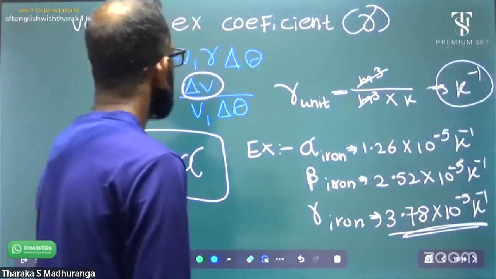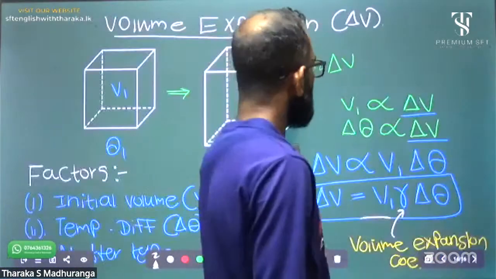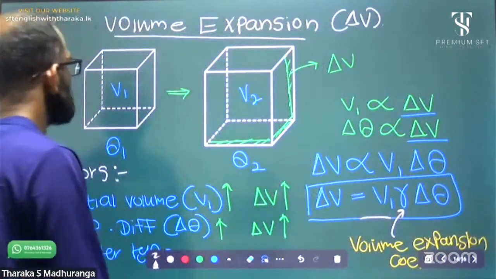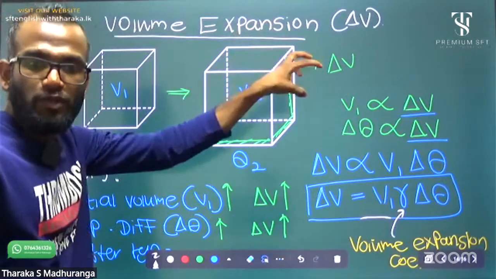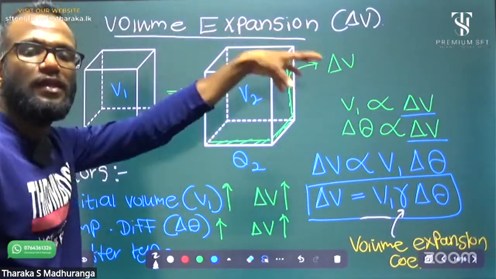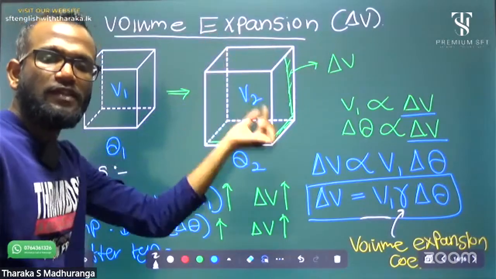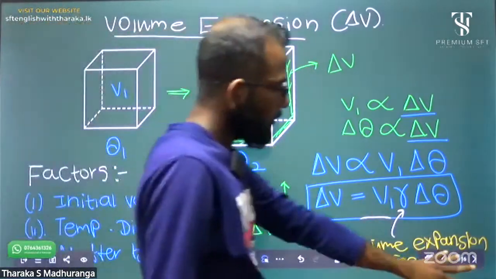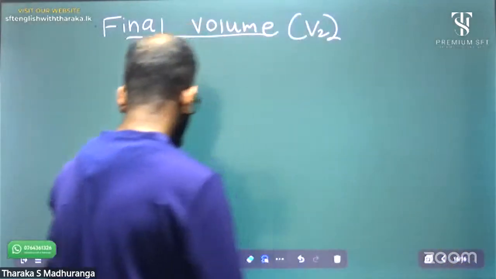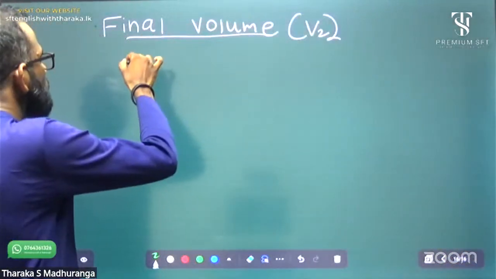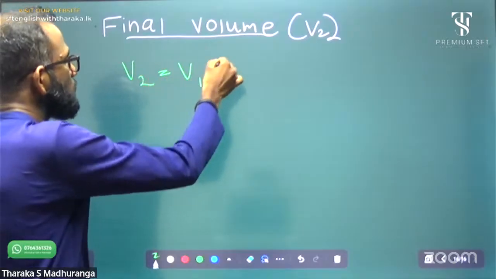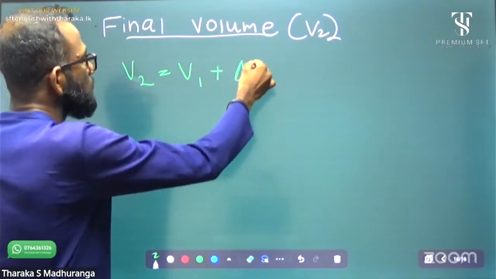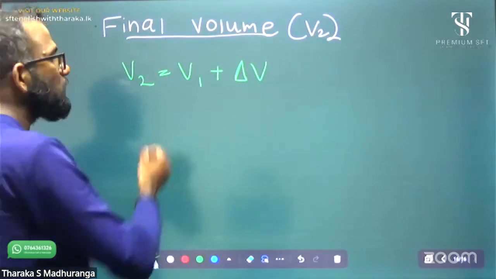Okay, what's the final volume? We can get an easy equation: V1 plus the increase in volume, delta V, is equal to V2, right? Same as before: V2 equals V1, the initial volume, plus the increase in volume, delta V. This is my first equation.